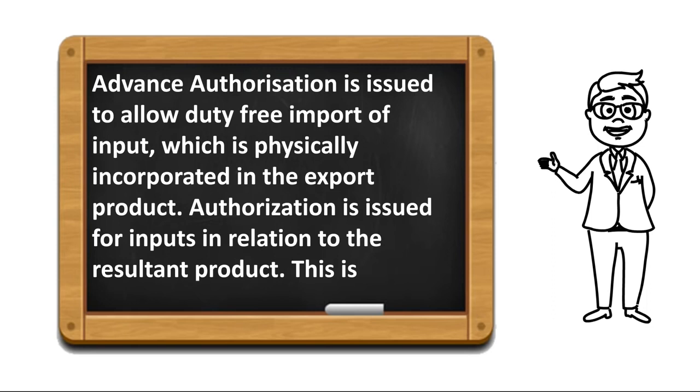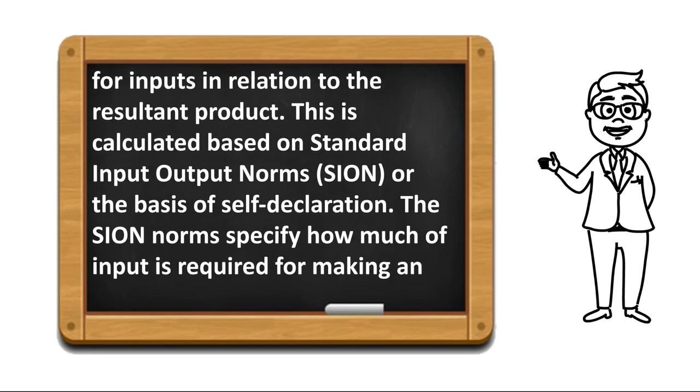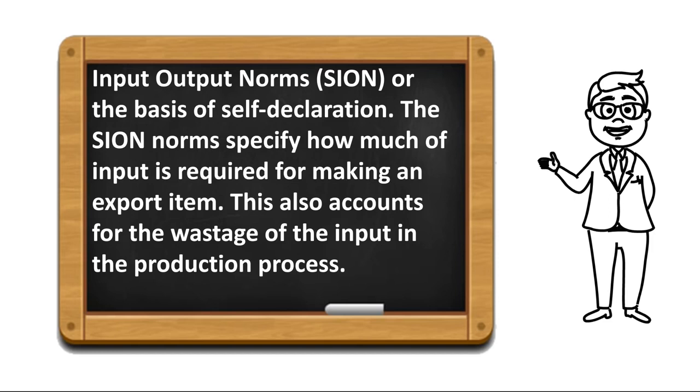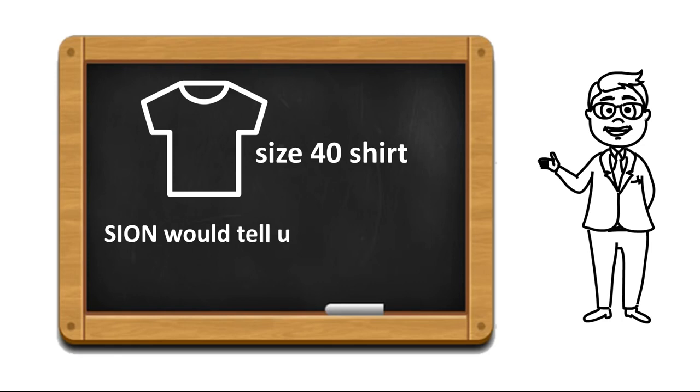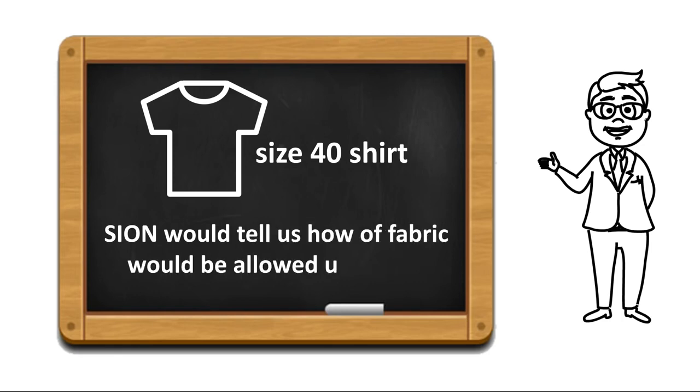Authorization is issued for inputs in relation to the resultant product. This is calculated based on Standard Input-Output Norms SION, or on the basis of self-declaration. The SION norms specify how much of input is required for making an export item. This also accounts for the wastage of the input in the production process. For example, if we were to make a size 40 shirt for export, SION would tell us how much fabric would be allowed under AA.